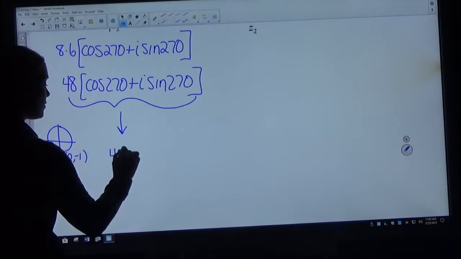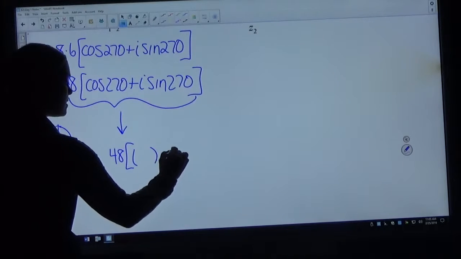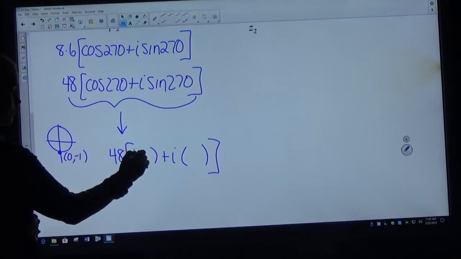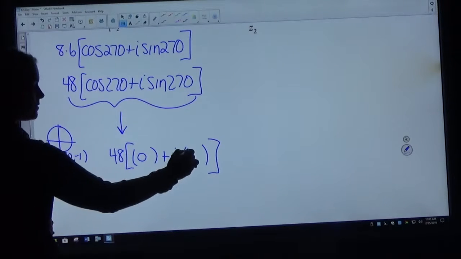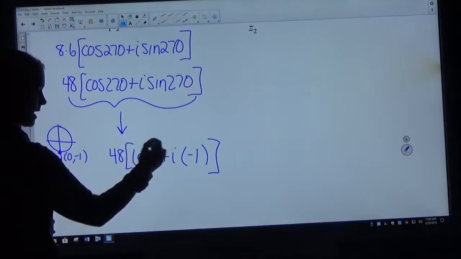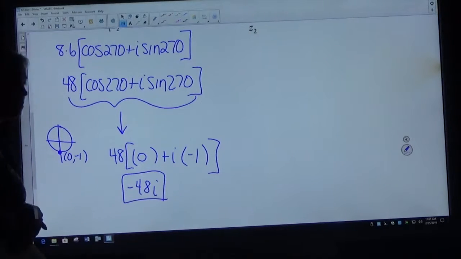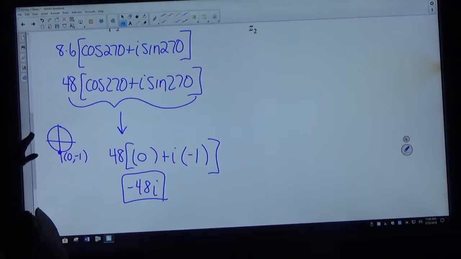And I could make that 48 times, the cosine of 270 is 0. The sine of 270 is negative 1. That guy's gone, I'm going to get negative 48i. So that would be my answer for, if I wanted to convert that back to a plus bi form.